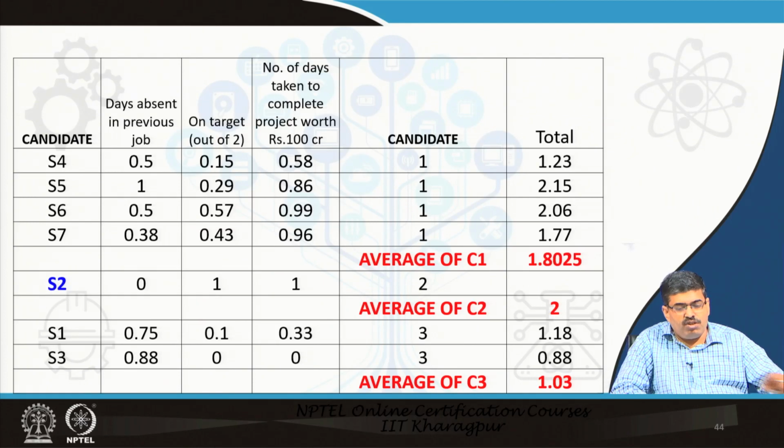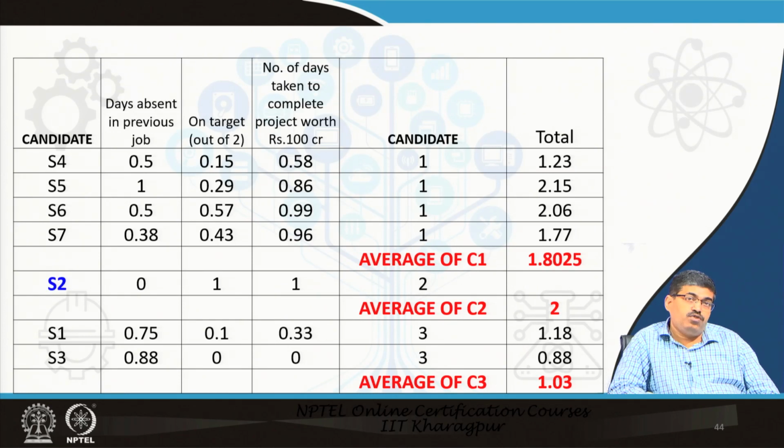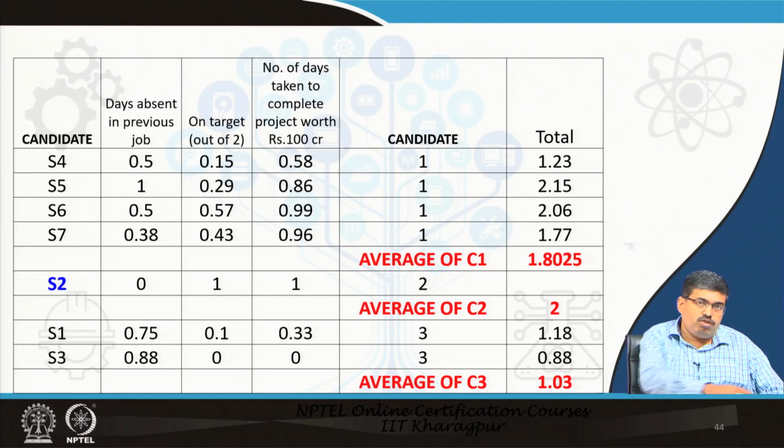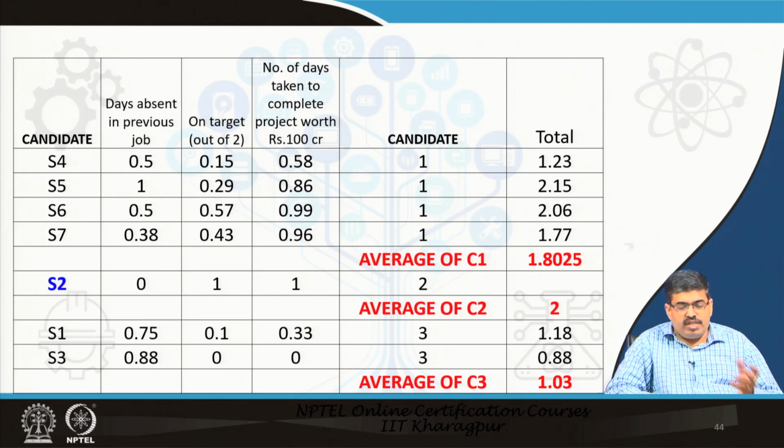So, what is the average score? Total up the row, say for S4 0.5 plus 0.15, 0.58, total is 1.23. Then average it, then the average of the cluster 2, the average of the cluster 3. So, which cluster is better? Cluster 2, the single-member cluster, candidate S2, is better, followed by cluster 1, this group, followed by cluster 3, the other group.